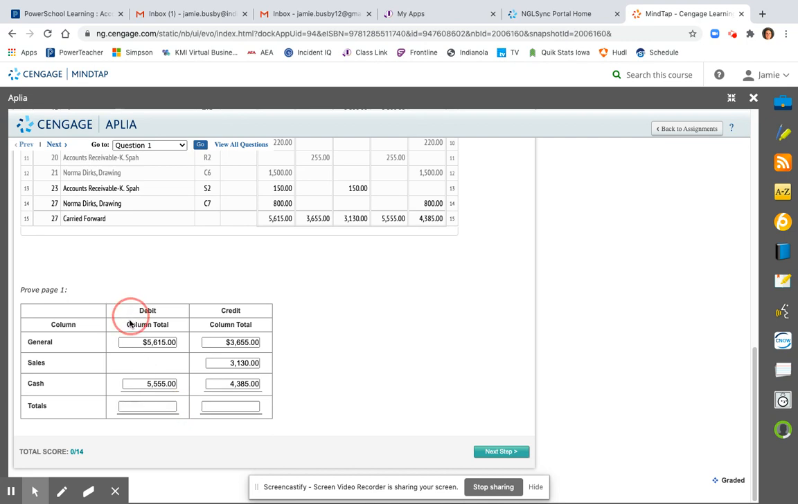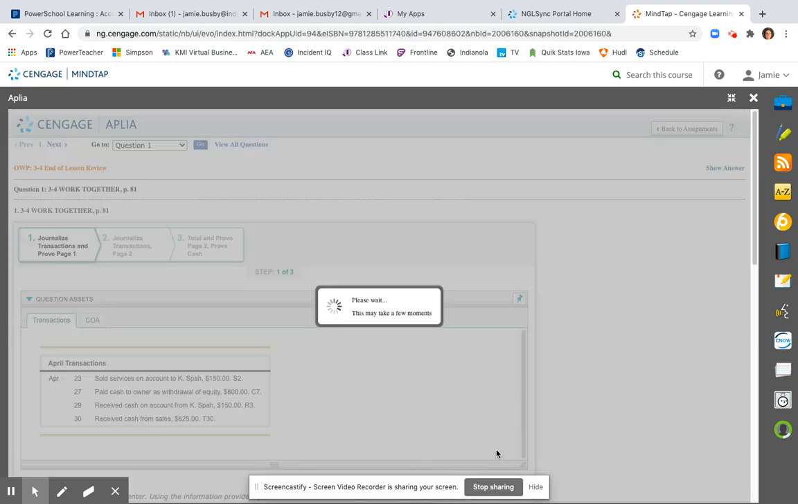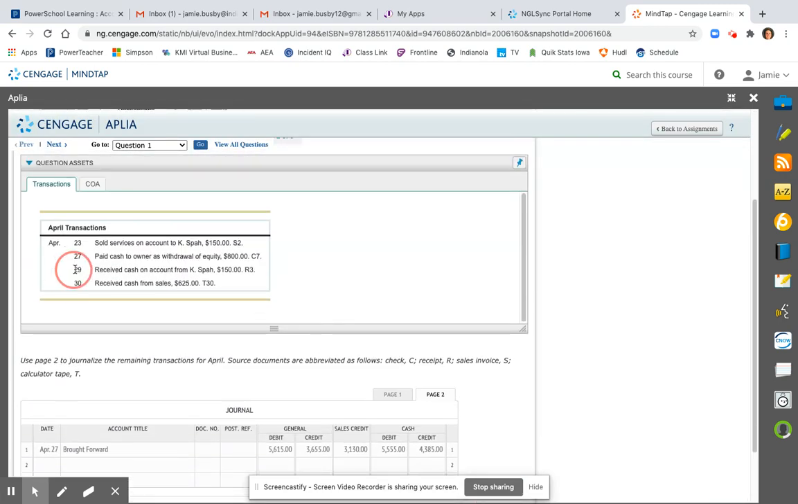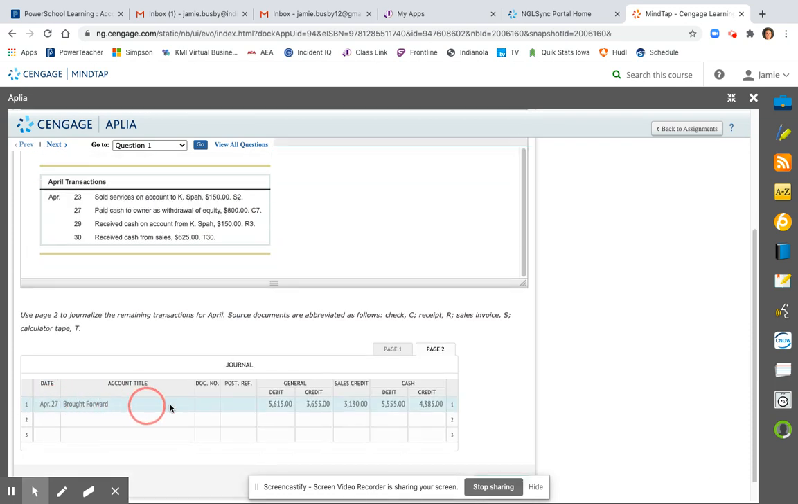We're going to add those columns up, so our total debits should equal 11,170. Add up these 3 numbers, our 3 credits, add up to 11,170. That is good to go, so we can move to the next step. Now we need to journalize still. We still have 2 more transactions for the month. So they brought forward all those numbers from page 1 for us. Now we're on page 2.